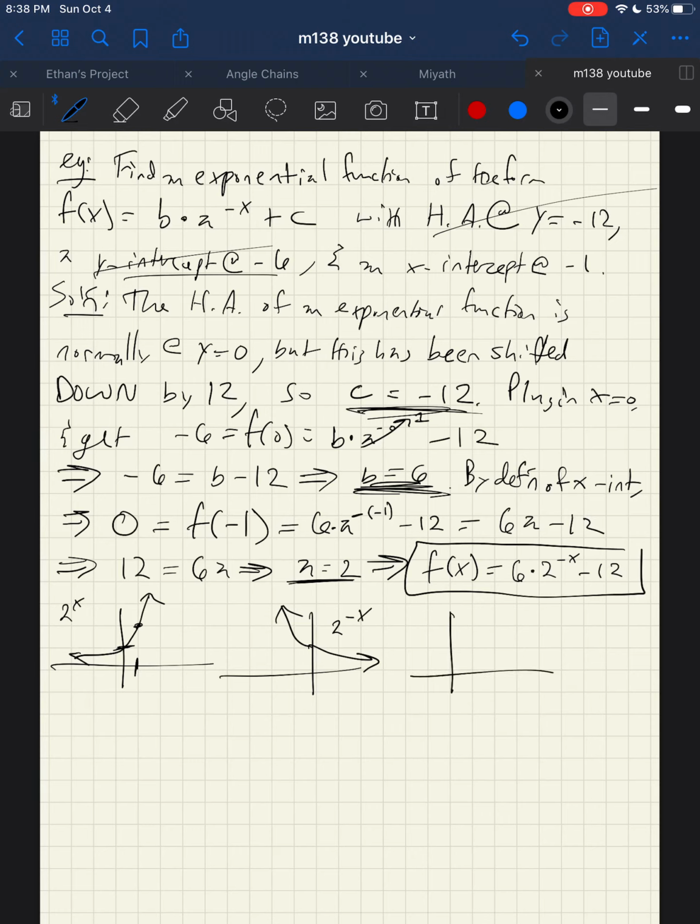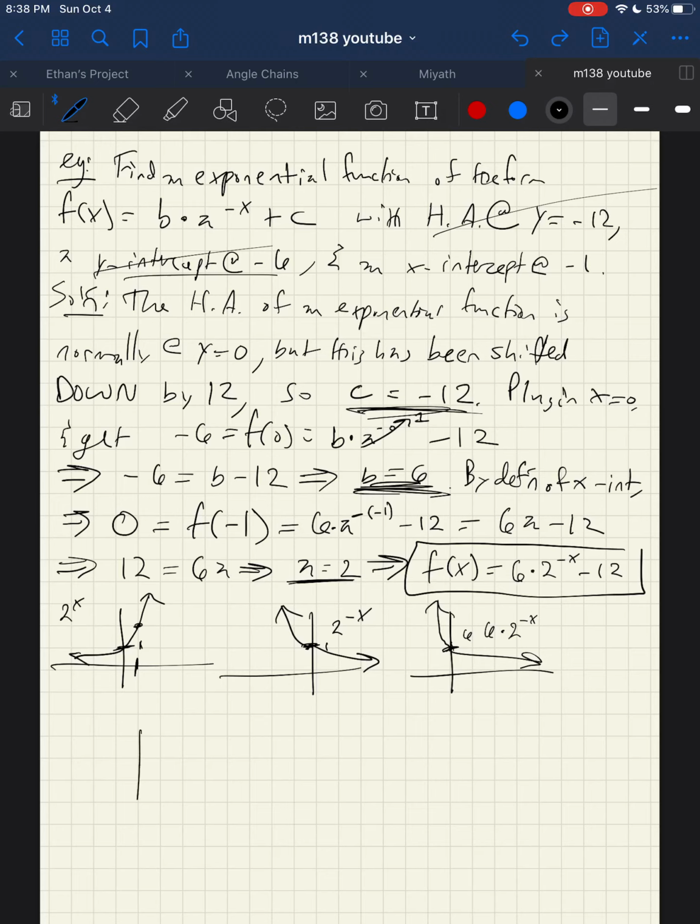Now let's multiply it by 6. Well, multiplying it by 6 just makes it steeper. And now this crosses at 6 instead of at 1. This has been crossing at 1. So it looks like this. This is 6 times 2 to the minus x. And just notice, 6 times 2 to the minus x, that's not the same as 12 to the minus x. The 6 is not being raised to the minus x power. Only the 2 is. Okay, so just to have that in mind. Don't try to simplify things incorrectly.